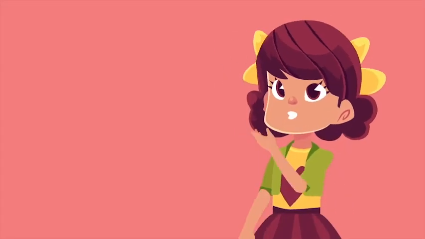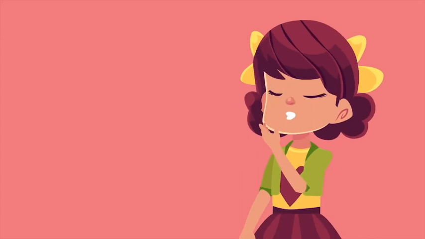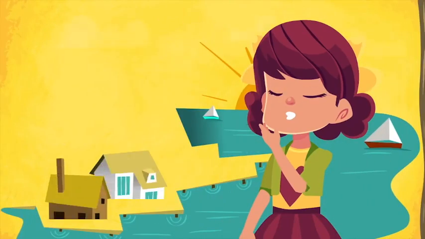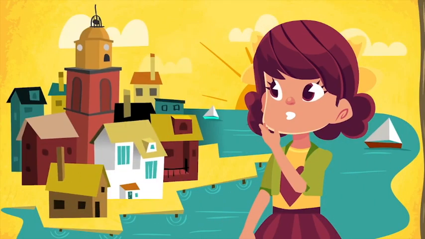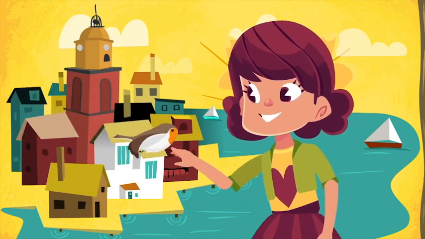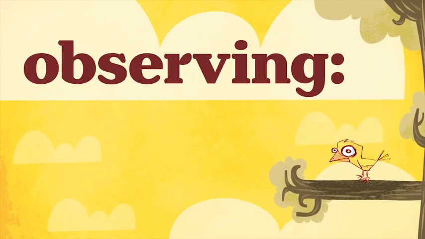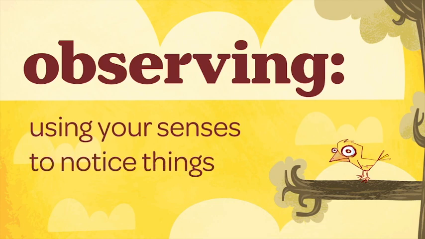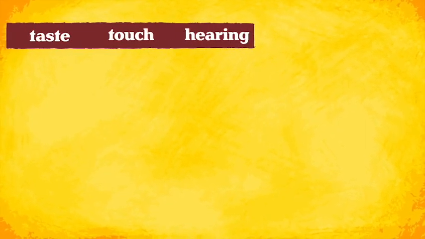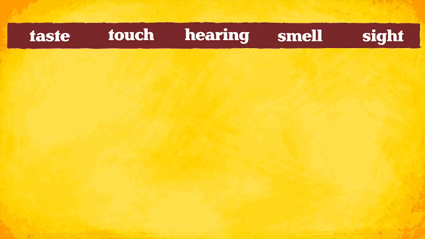People are curious by nature. They want to know things about the world around them. People can learn about the world by making observations. Making observations, or observing, means using your senses to notice things. Humans have 5 senses: taste, touch, hearing, smell, and sight.